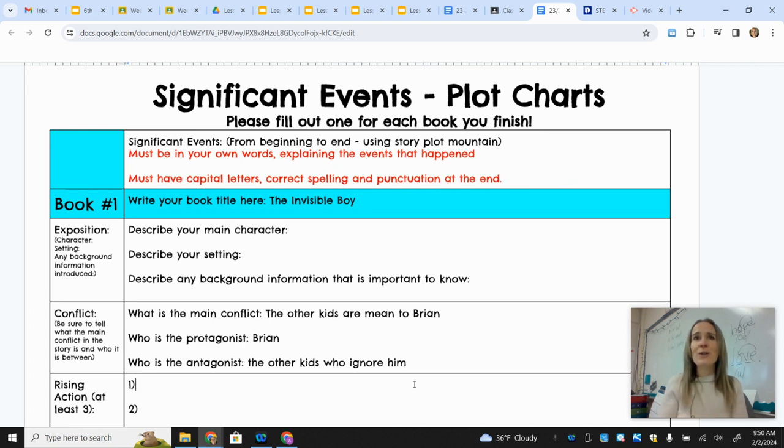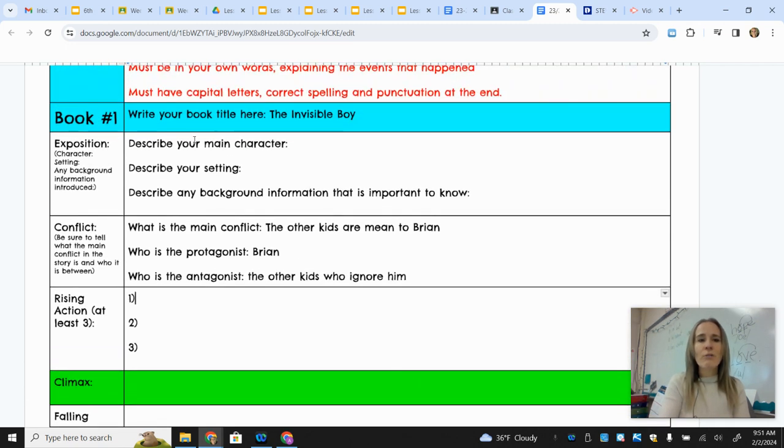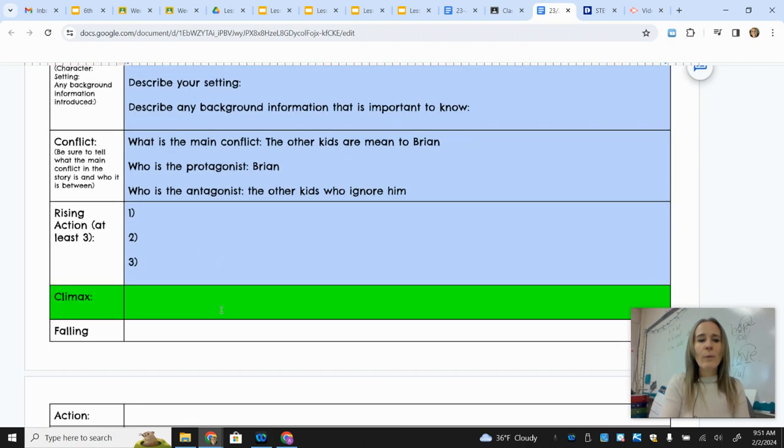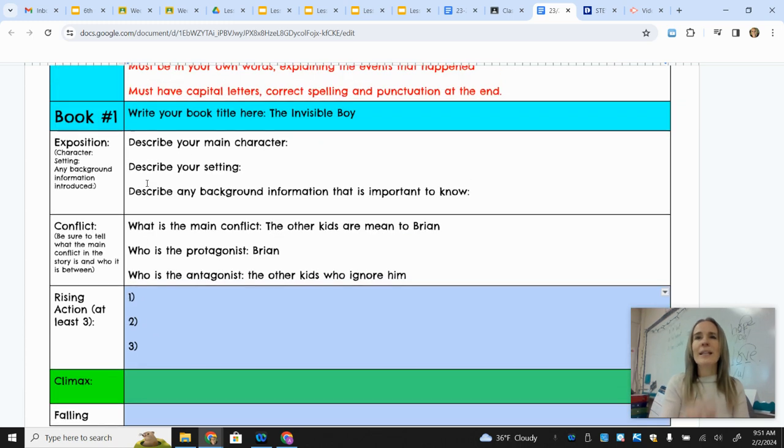So I will say to you when you bring it in to check into my library, have you filled out a plot chart for this? If you have not filled out every single box from the book title all the way down to the resolution, I will say you cannot check your book back in yet. You have to fill out a full chart for every book, okay?